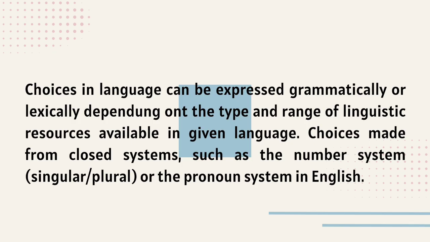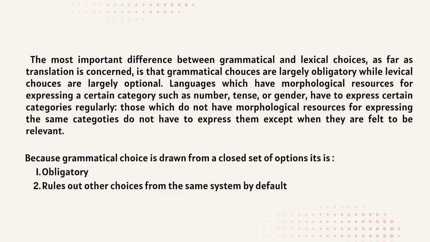Choices in language can be expressed grammatically or lexically, depending on the type and range of linguistic resources available in a given language. Grammatical choices are made from closed systems, such as the number system, which allows singular or plural, or the pronoun system in English. The most important difference between grammatical and lexical choices, as far as translation is concerned, is that grammatical choices are largely obligatory, while lexical choices are largely optional.